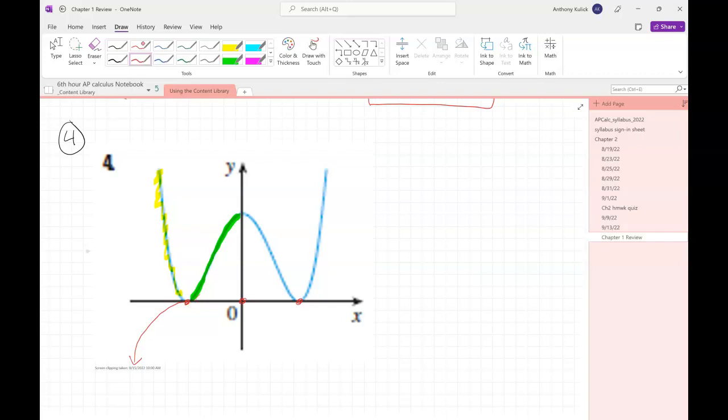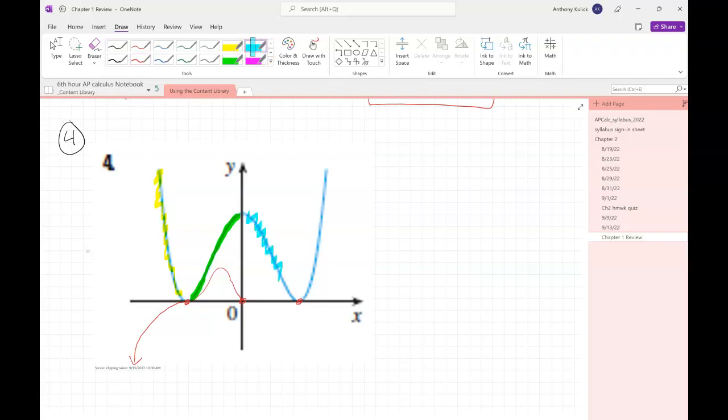Now, do I have any idea of how high that maximum should be? No. There's no scale on the graph. There's nothing you can do to estimate it. All Mr. Kulik's going to be looking for is that the zeros are in the right place and the stuff is on the correct side of the x-axis. That's basically all he can look for on a problem like this.